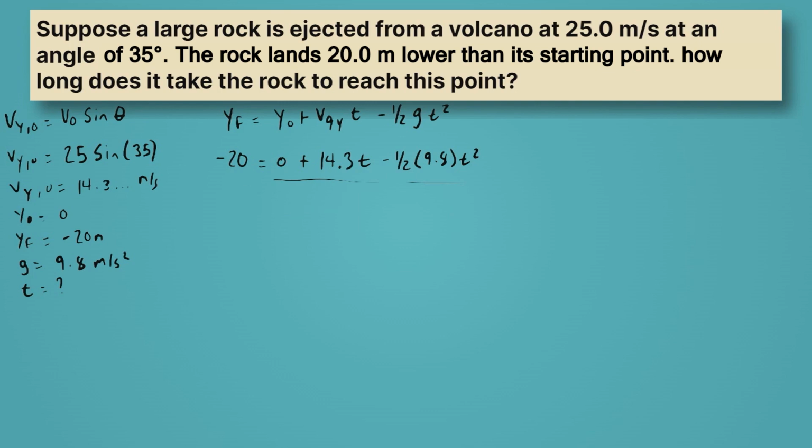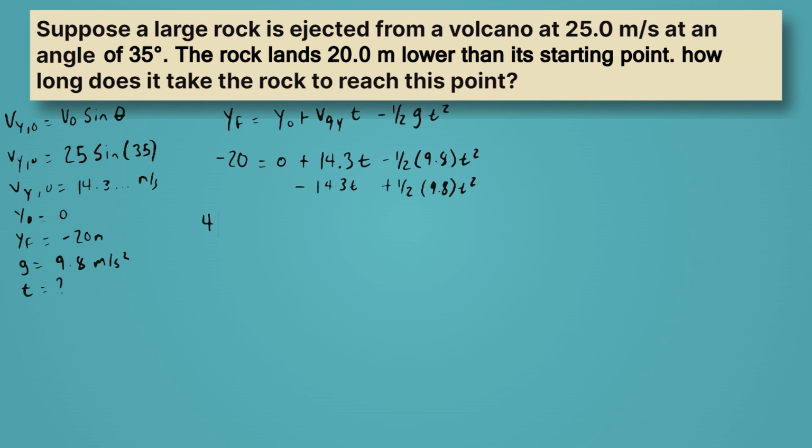Okay, let's try that. What we'll do is subtract 14.3 from both sides, and add 1/2 times 9.8 t squared to both sides. We could actually go either direction here. If you wanted to get everything to the right, that would be fine, or everything to the left is fine. Either one is great. So when we do 1/2 times 9.8, we're going to get just 4.9.